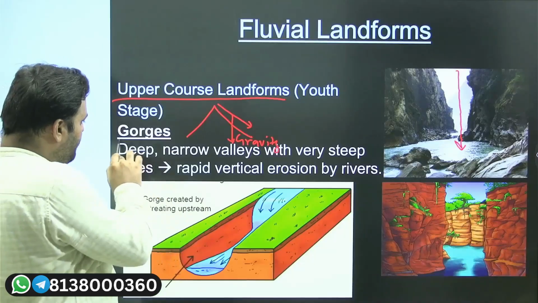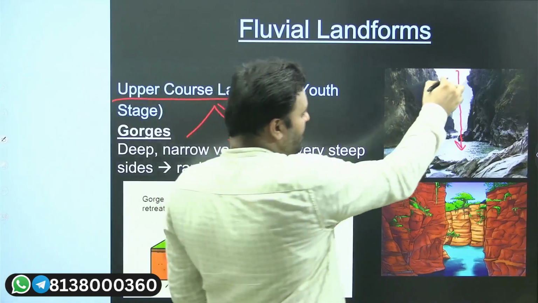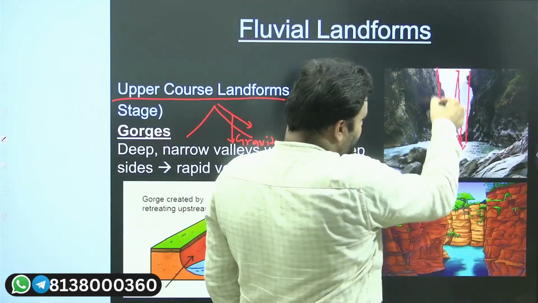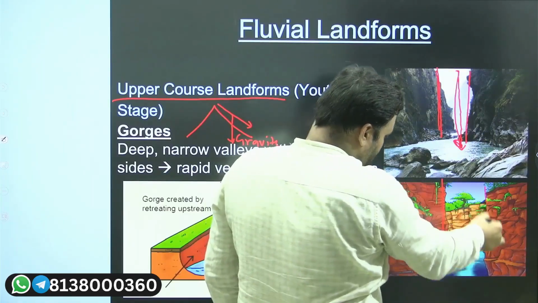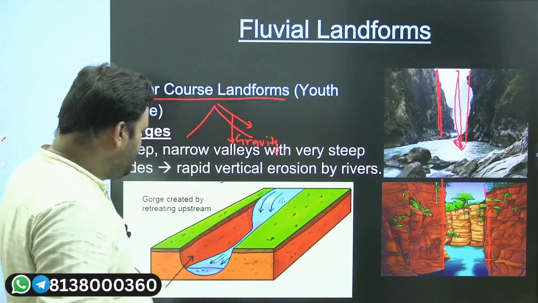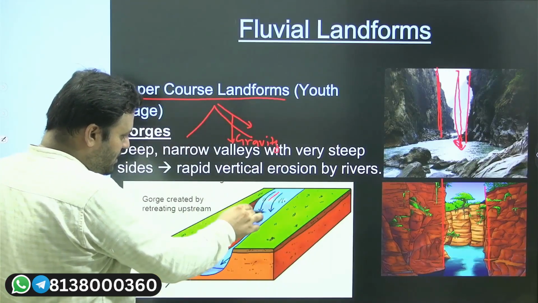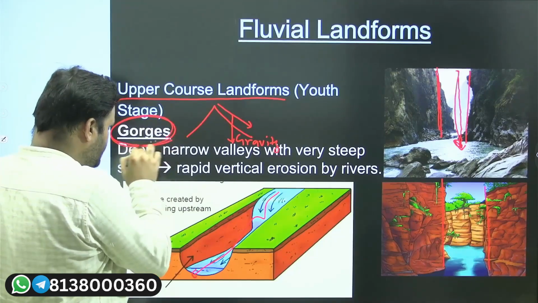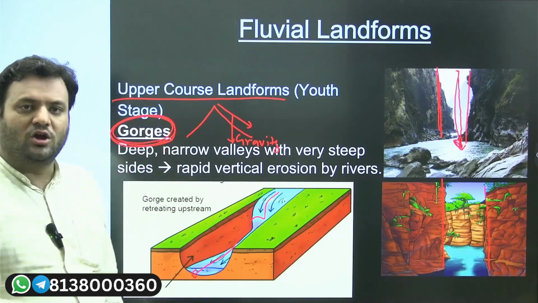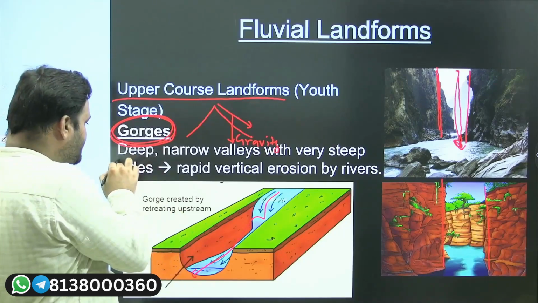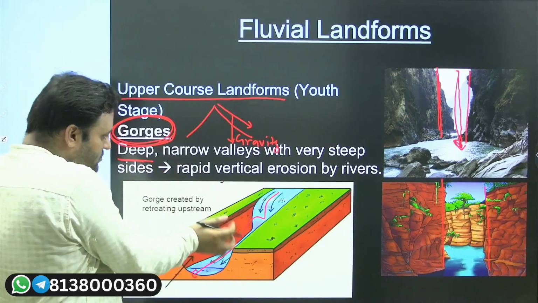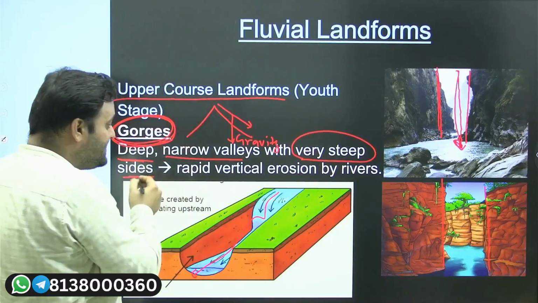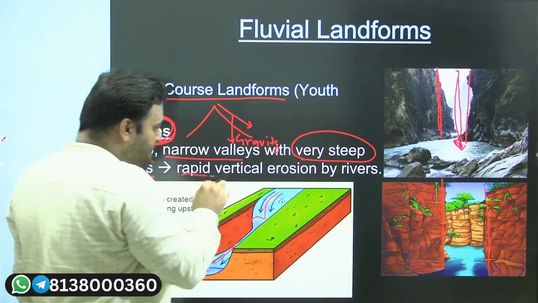So whenever we have this more vertical down cutting, and if there is a steep slope, because of more vertical down cutting, that will be termed as what? Gorge. So gorge means deep, narrow valleys with very steep slopes, very steep sides, and there is a rapid vertical erosion by river.